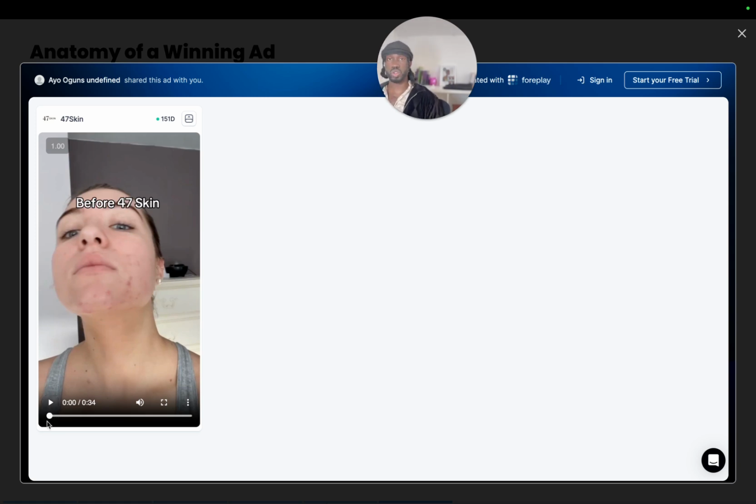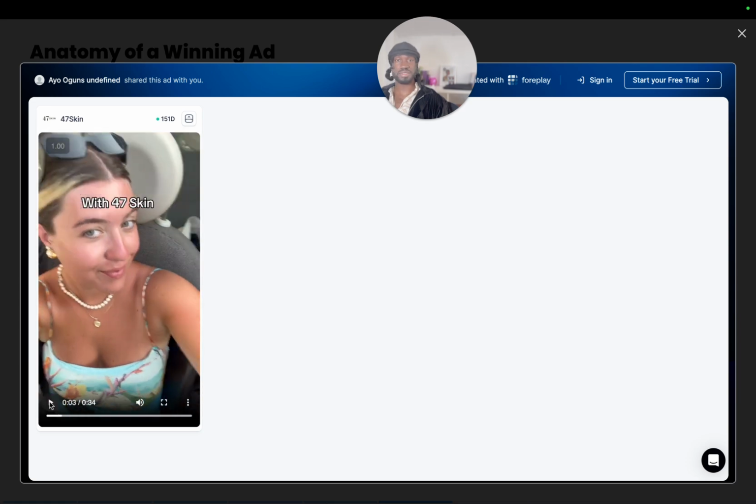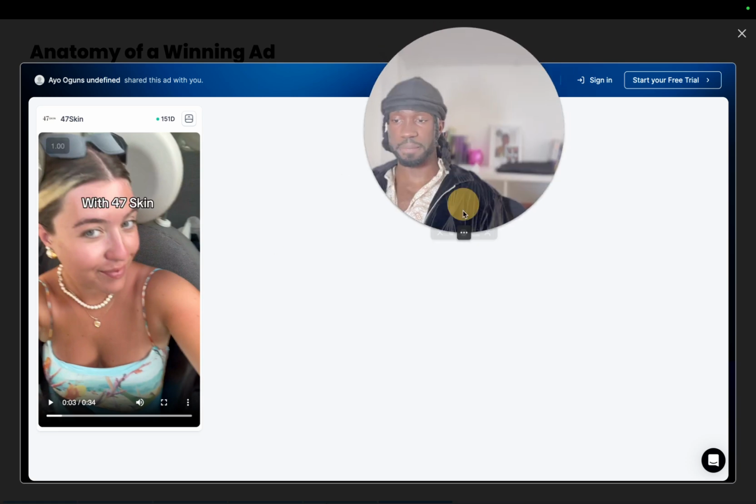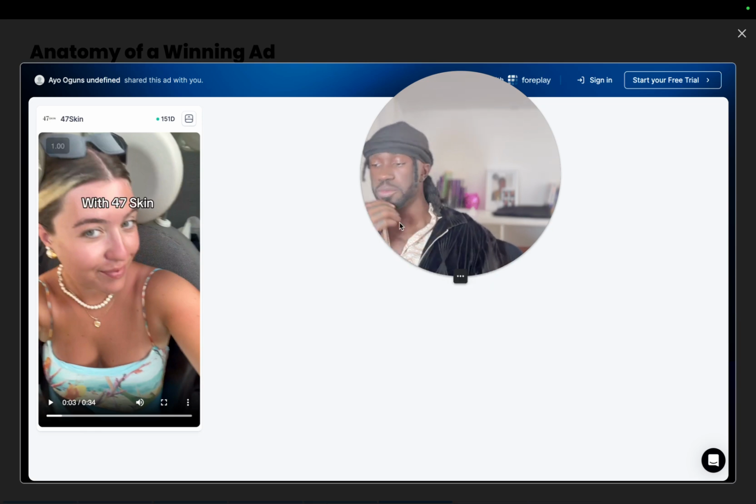The next is the audio hook. So what she actually verbally says. Now this is what most people focus on, but they don't actually focus on these other elements that make such a massive difference, right? So the audio hook is, "How 47 Skin helped me rediscover skin confidence." Now, why is that audio hook powerful? Again, it alludes to a story, right? It sparks curiosity, which hooks people in, so they pay attention and they keep listening and watching the ad, right?